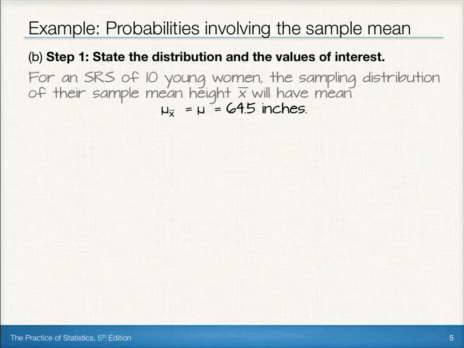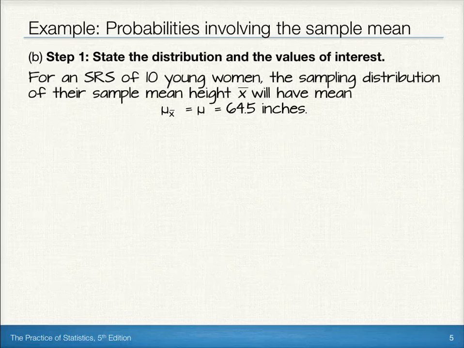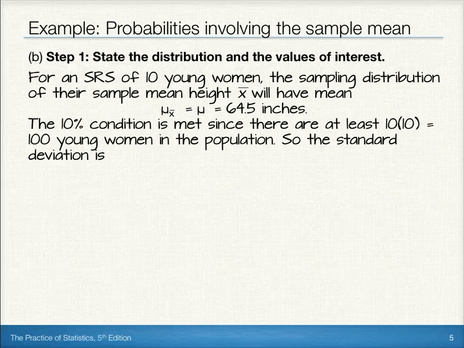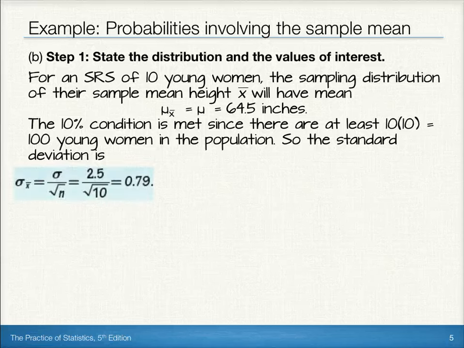Next, we want to find the probability that an SRS of 10 young women will have a mean height greater than 66.5 inches. We know the mean of the sampling distribution is 64.5 inches. Now what we'll have to find is the standard deviation. Checking our 10% condition, we see there are at least 100 young women in the population, so the standard deviation can be found by taking our population standard deviation and dividing by the square root of our sample size. In this case, 2.5 divided by the square root of 10 gives us a sampling distribution standard deviation of 0.79.